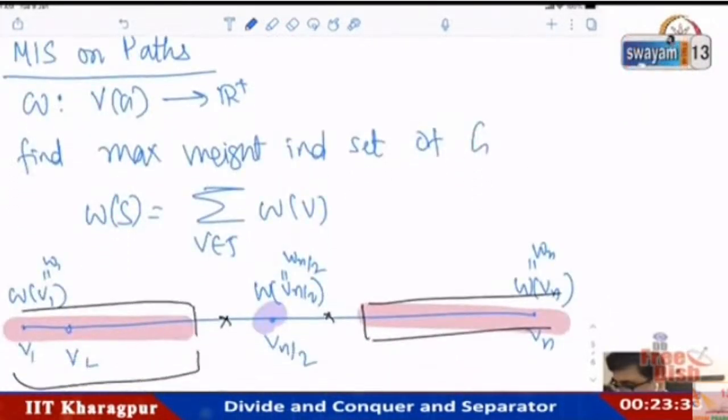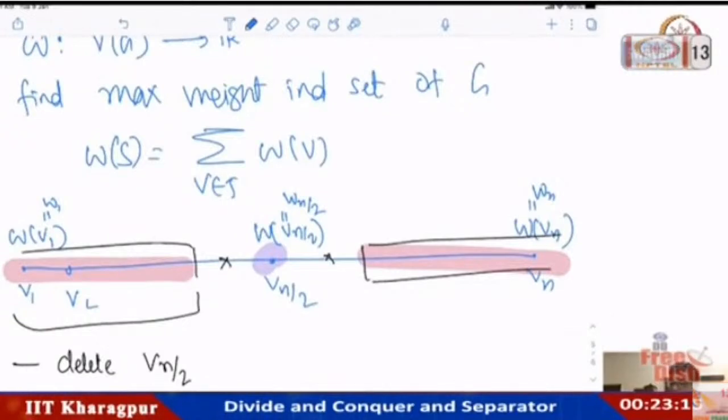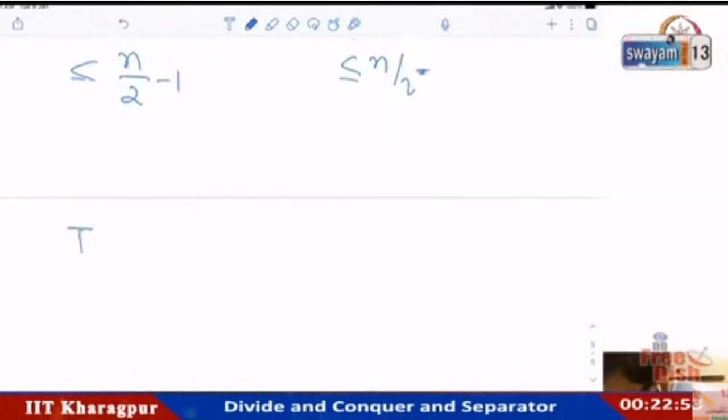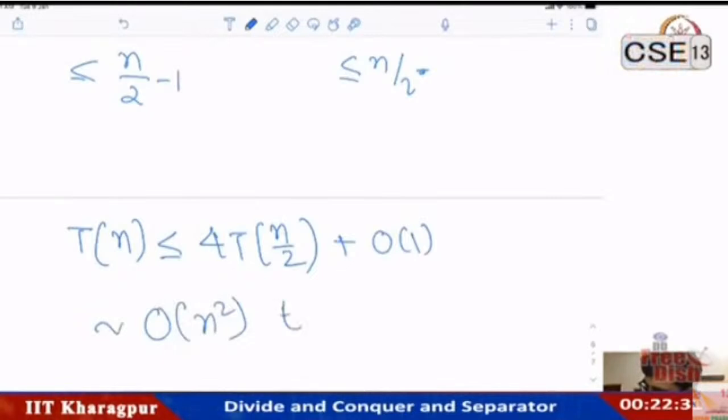But in the other case, I'm saying that I'm not looking to contain v n by 2 in my max weight independent set. Then what is my component size? It is at most, again, n by 2. Okay. And notice that recursively, if I give you some small piece of a subpath and I want to find a vertex such that both parts are equal, that's again very simple. You look at the subpath and find the middle vertex of that subpath, and that will satisfy the property that every component has size at most half of whatever we started with. Now, it implies that for this family, the running time is T of n equals 4 times T of n over 2, plus some constant to find the middle vertex. And we can show that this is at most an order n square time algorithm.